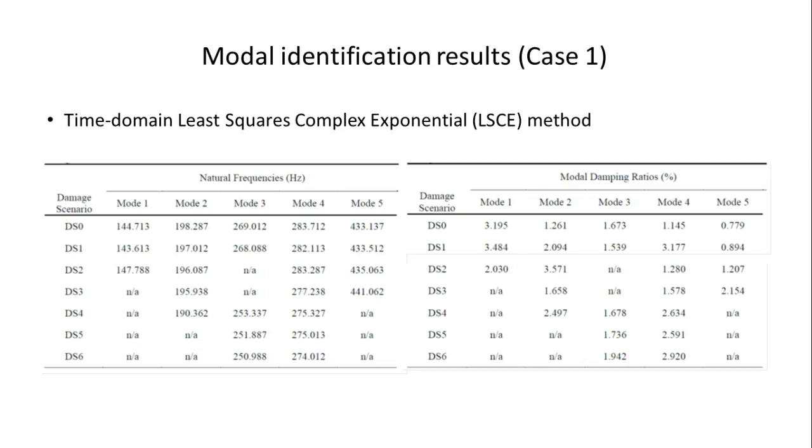And from the modal identification result, we find it's very hard for us to identify all the modes. For example, for damage scenario 3, we cannot find the first mode. We cannot find the third mode. So it's very hard for us to do that. Even for the damping ratio, it's a similar result. And even where we have some results here, the changes are not evident.